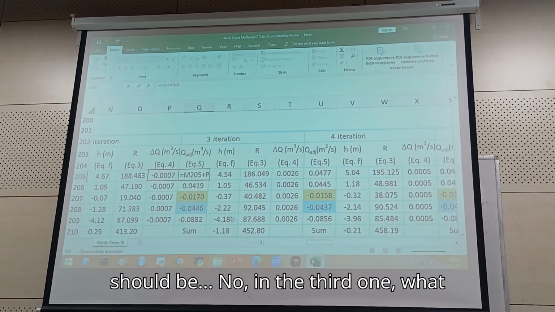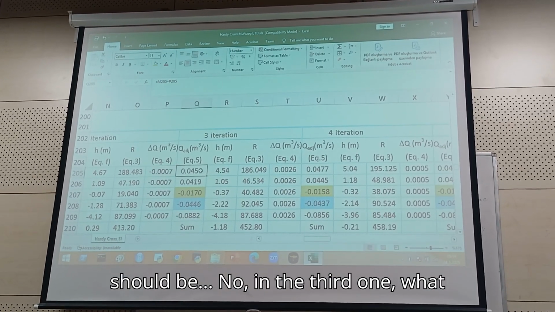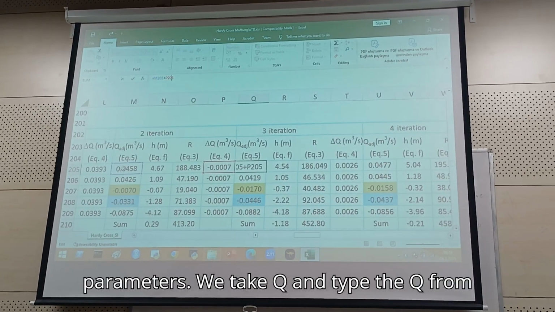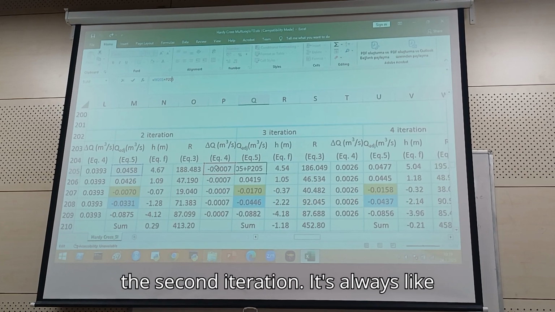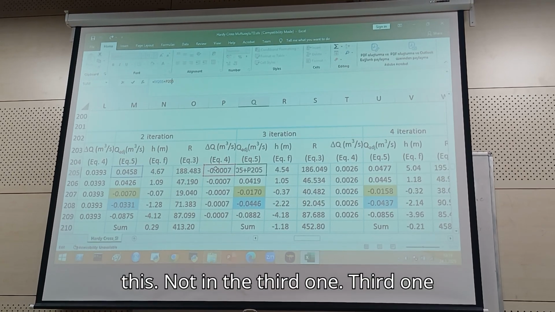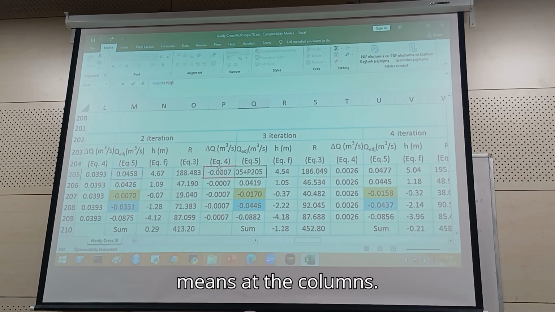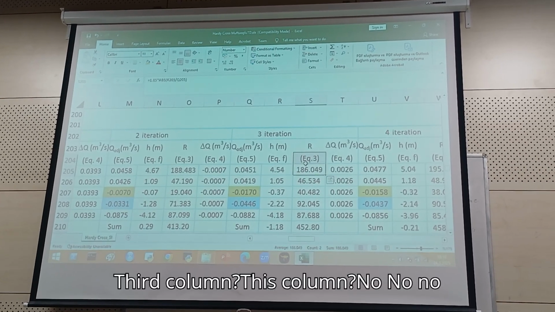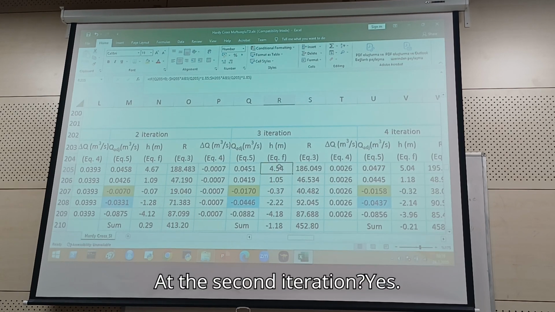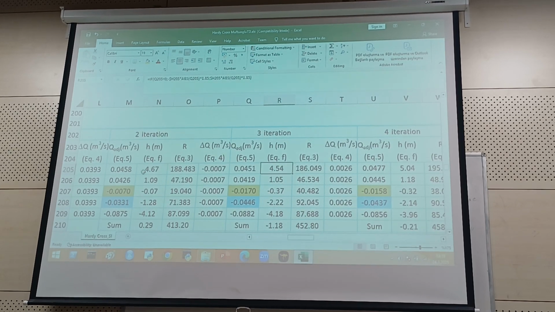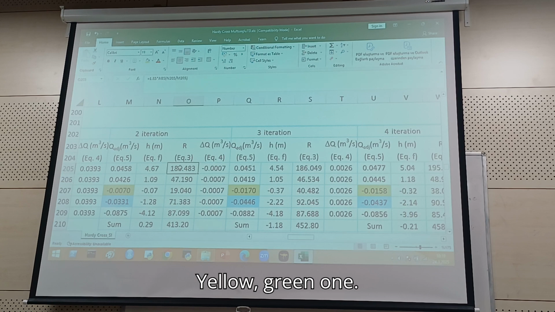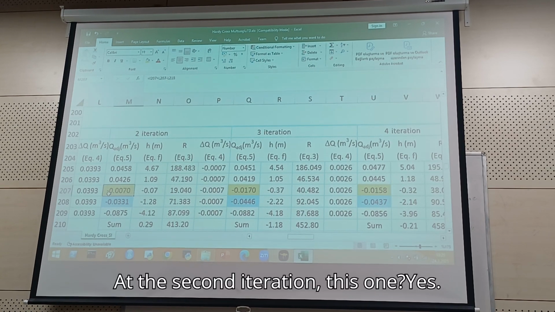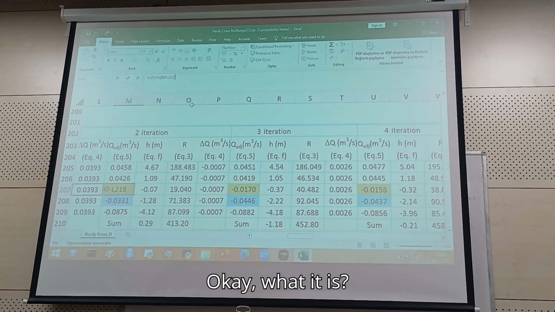In the third one, what do we have? We have these 2 parameters. We take Q and delta Q from the second iteration. It's always like this. Not in the third one. Third one means at the columns. Third column, this column. At the second iteration, yellow, green one. At the second iteration, this one. Yes. Okay, what is it?